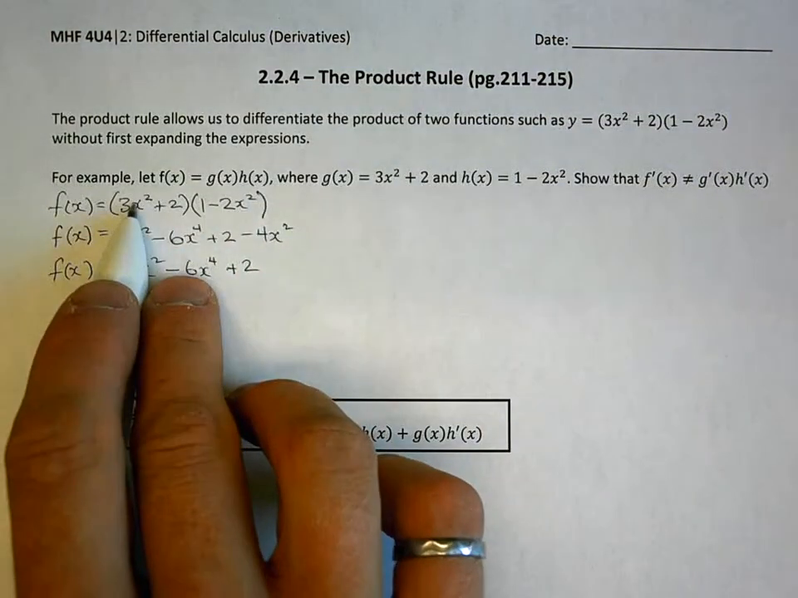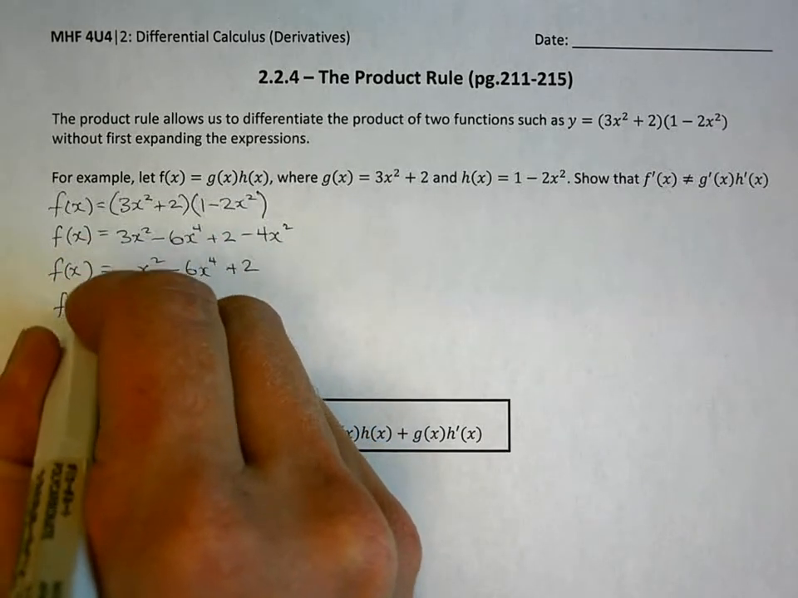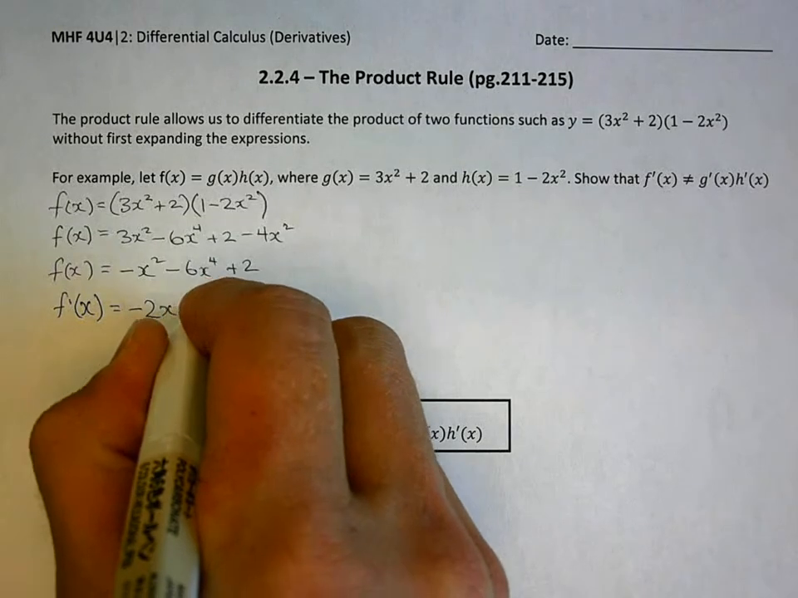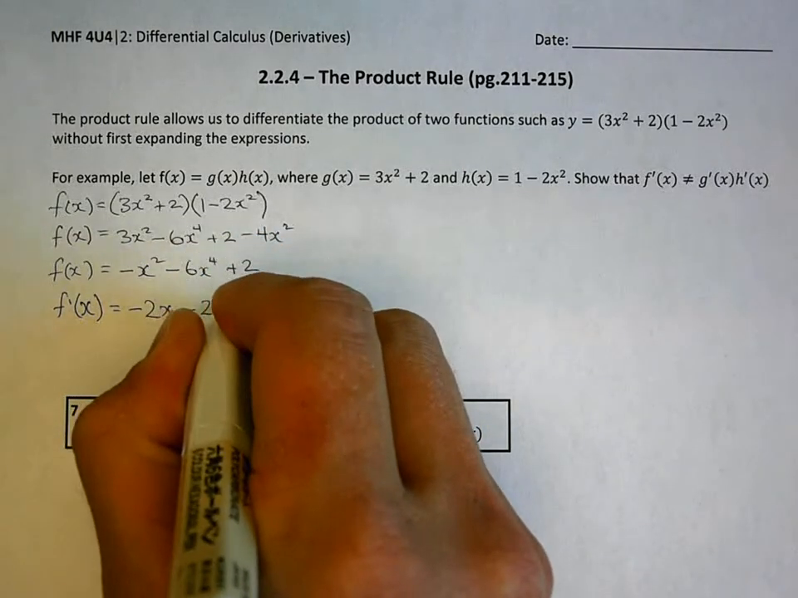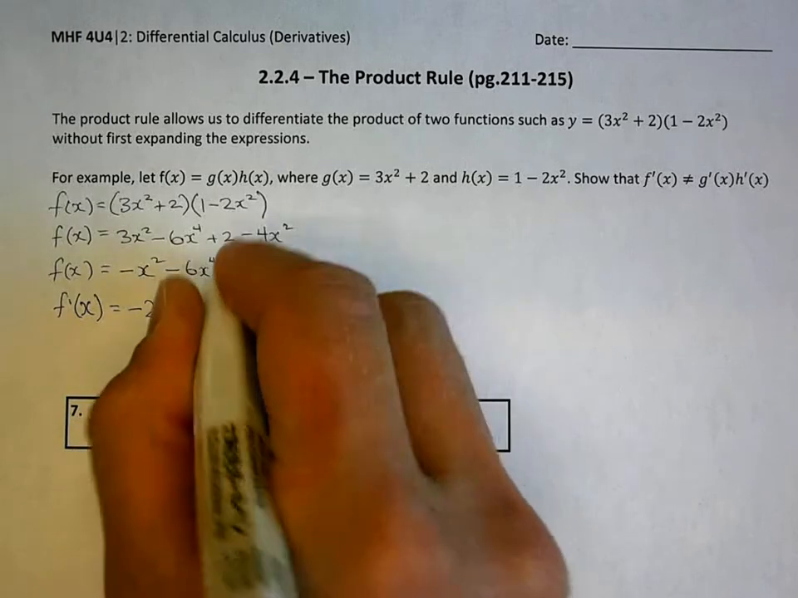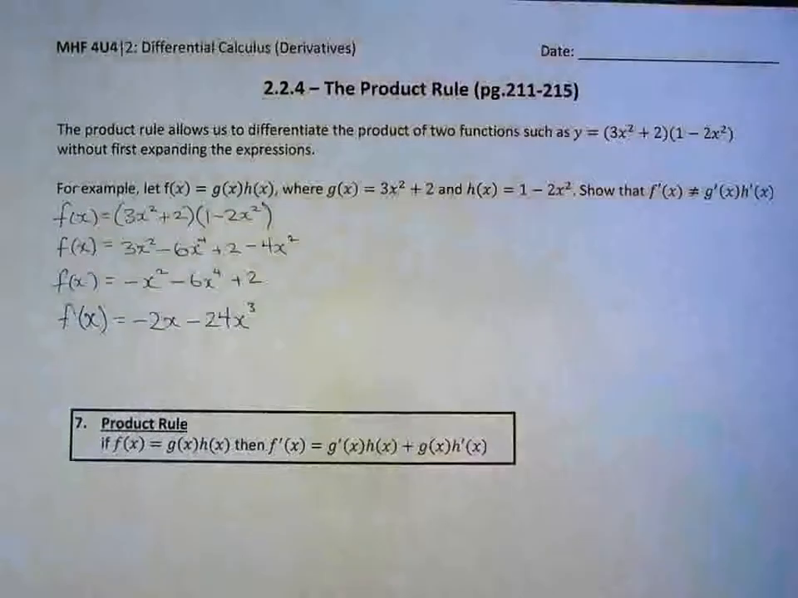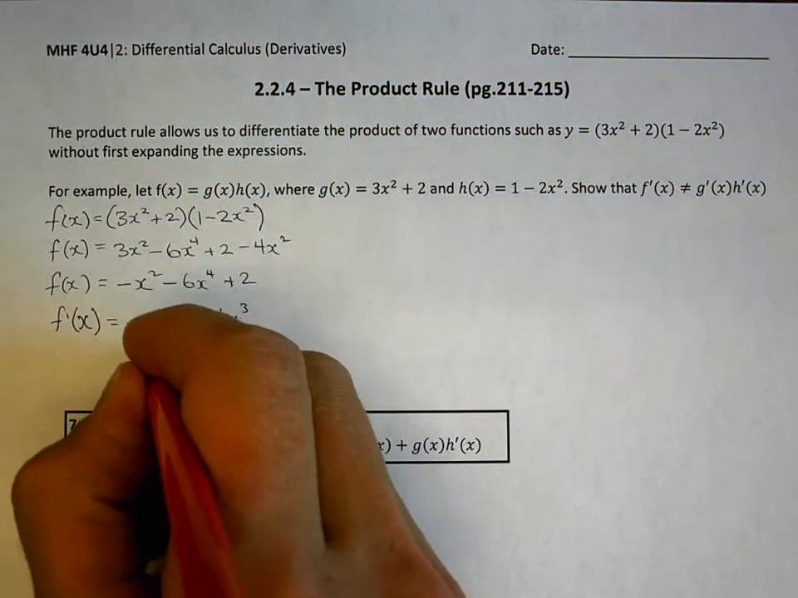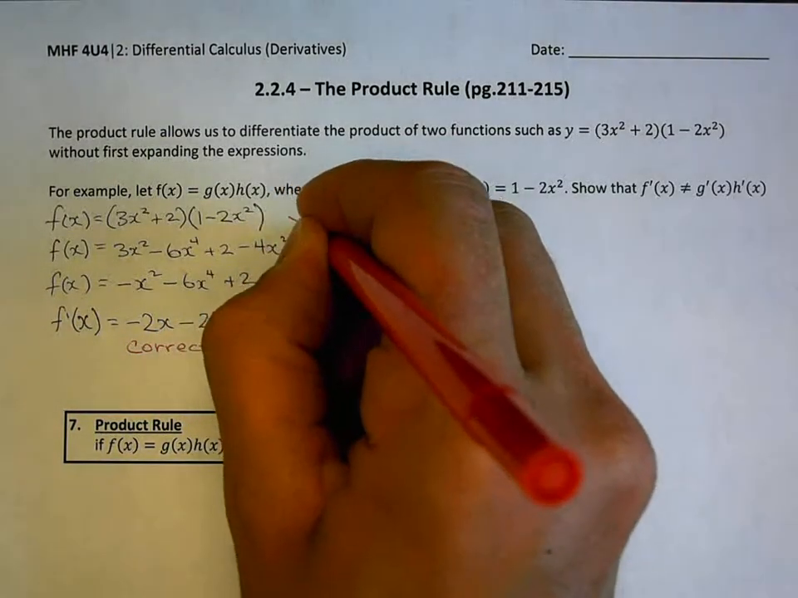Now I know this is definitely the same as this. Let's find the derivative, which is negative 2x minus, I should be getting good at this now, 6 times 4, 24x to the 3, and the 2 I don't see. So that is the derivative. That is absolutely 100% a correct derivative. But it's a lot of work because I had to FOIL. I had to do that expanding.